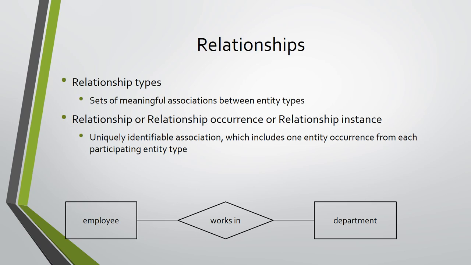Relationship types are groups of meaningful associations between members of the entity types. A specific relationship, also called relationship occurrence, or relationship instance, is a uniquely identifiable association, which includes one entity occurrence from each participating entity type. Relationship types are represented by rhombuses containing the name of the relationship type, with lines connecting it to the participating entity types. The simple diagram shows a relationship type expressing the works in relationship between employees and departments.